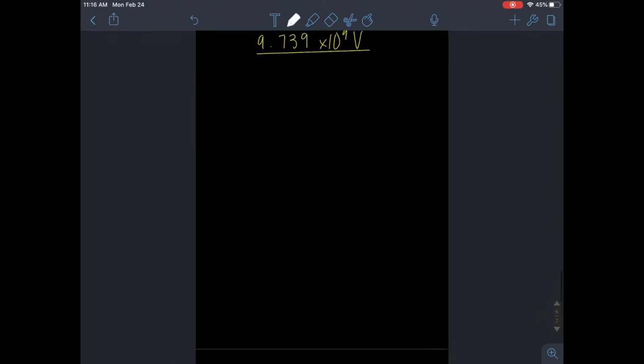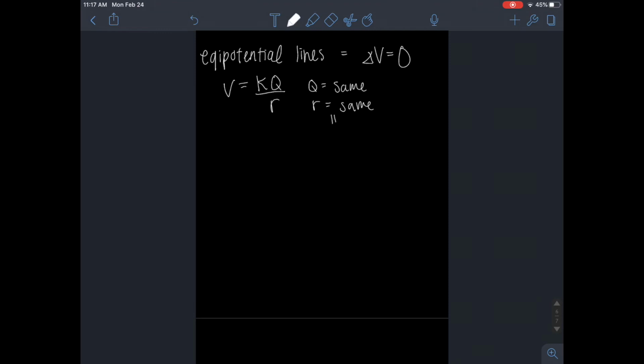Now let's talk about equipotential lines that are created by a point charge. Along equipotential lines the change in electric potential equals 0, and this is because we have V equal to K times Q over R, where K is a constant and Q is the same because it's by the same point charge. R is going to remain the same because you're the same distance from the point charge, which makes V equal to the same value.